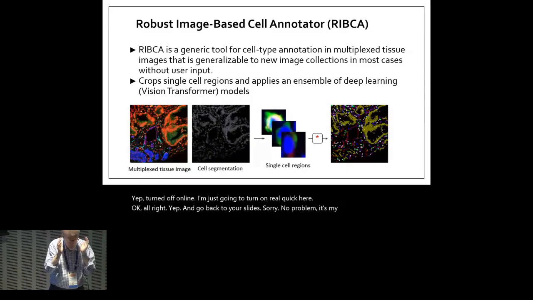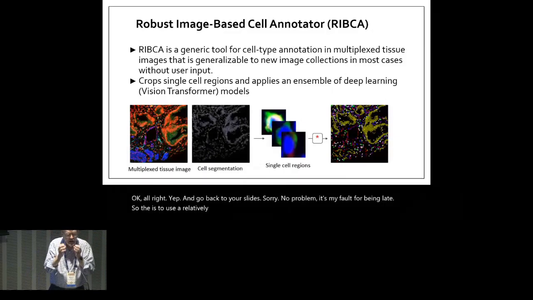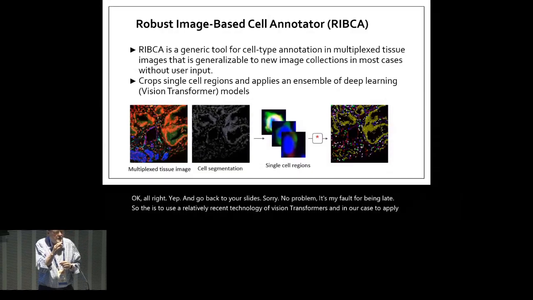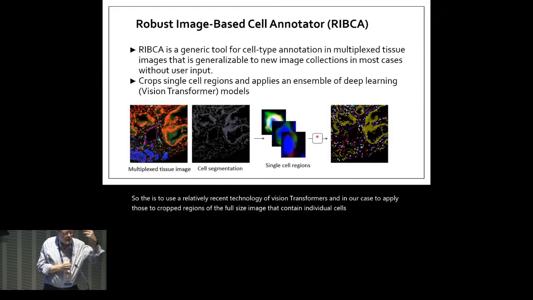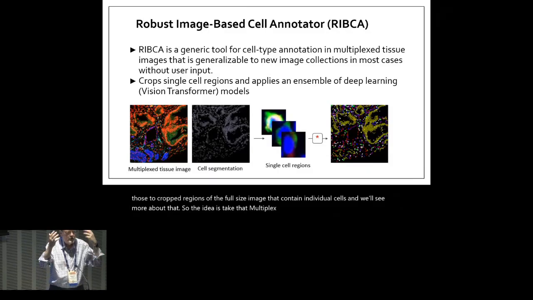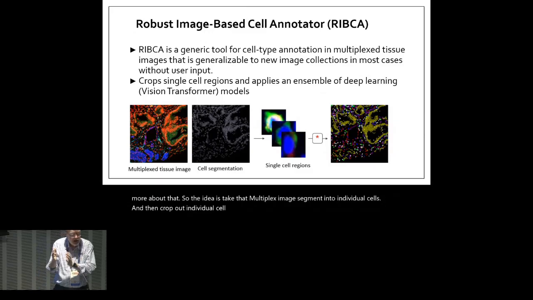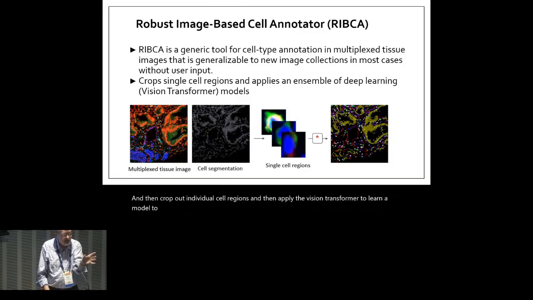So the idea is to use a relatively recent technology, vision transformers, and in our case to apply those to cropped regions of the full-size image that contain individual cells. And we'll see more about that. So the idea is take the multiplex image, segment into individual cells, and then crop out individual cell regions, and then apply the vision transformer to learn a model to predict the cell type from the intensities across that cropped image in all of the channels.